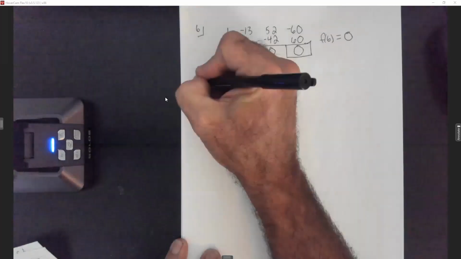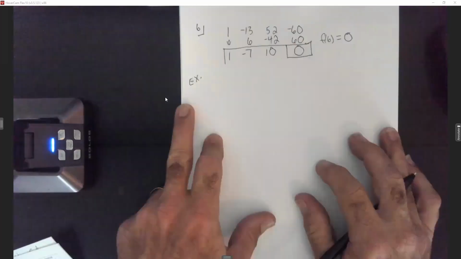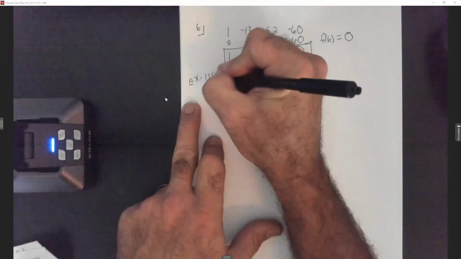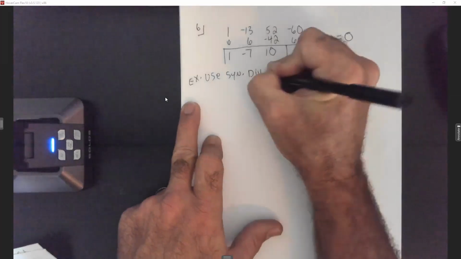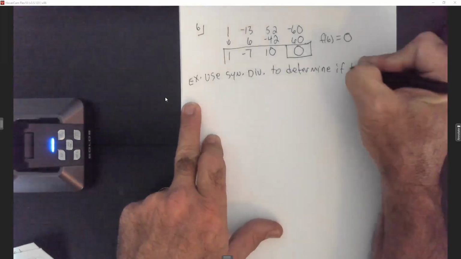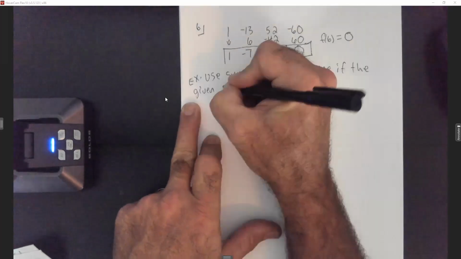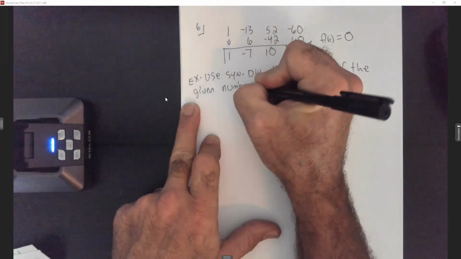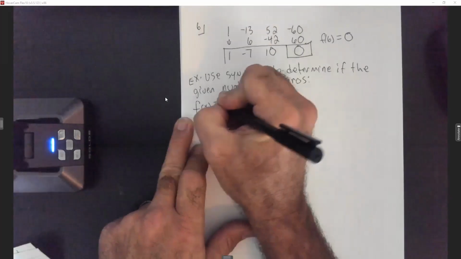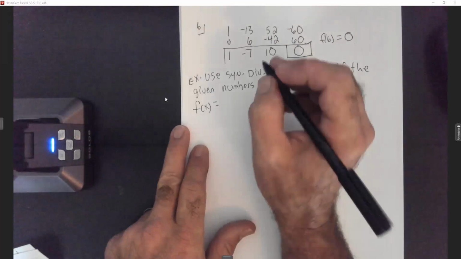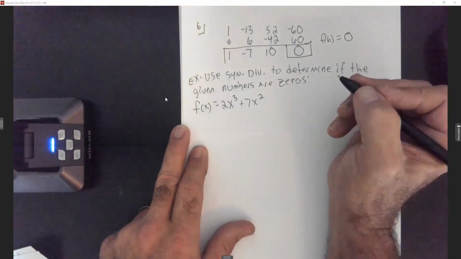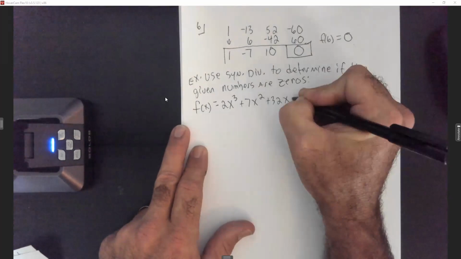So this next example, we're going to use synthetic division to determine if the given numbers are zeros of the polynomial. Our polynomial is f of x is 2x to the third plus 7x squared plus 32x minus 33.